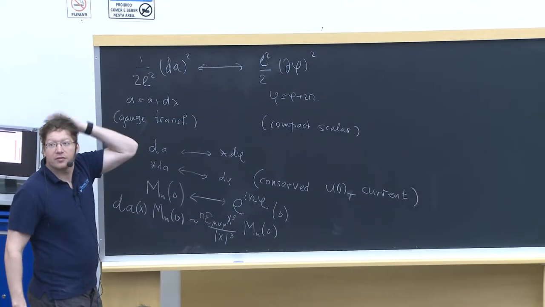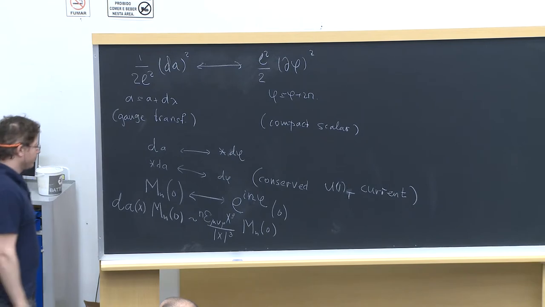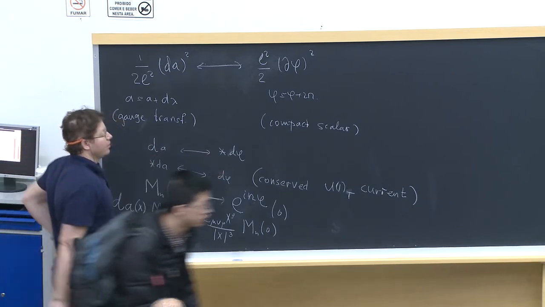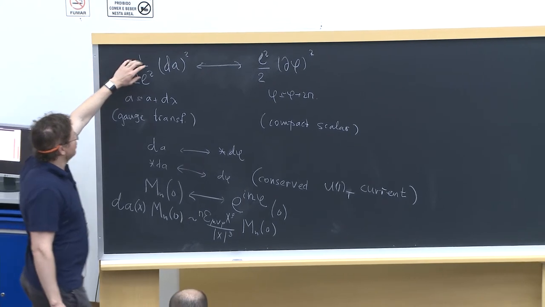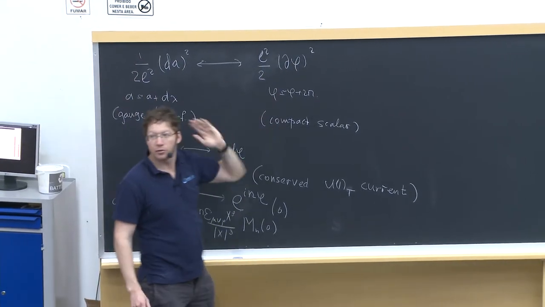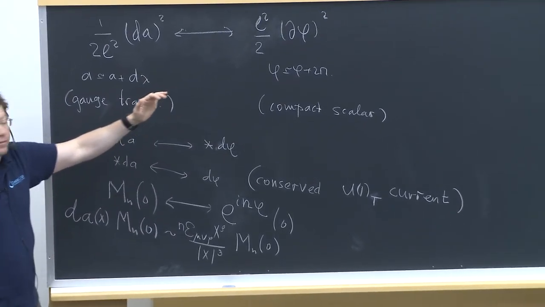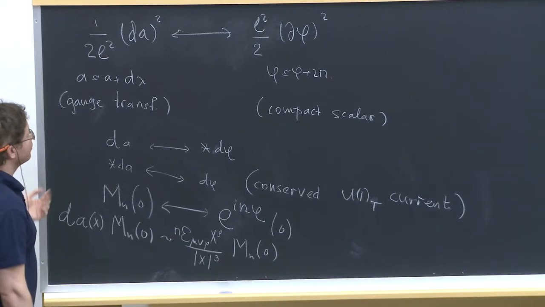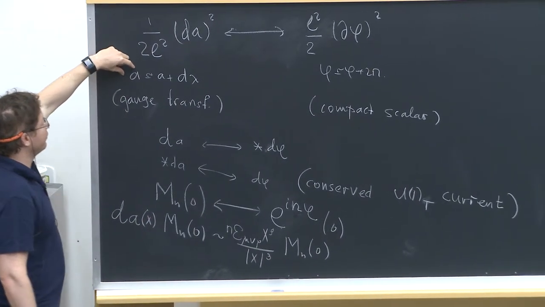There were two dualities that we discussed yesterday, and today we'll discuss a model which includes both of them in some way. So the first duality is between a free photon and a free compact scalar, and I want to elaborate a little bit on the map between the operators in this theory, which I already mentioned yesterday, but I wanted to do it again for the sake of the review.